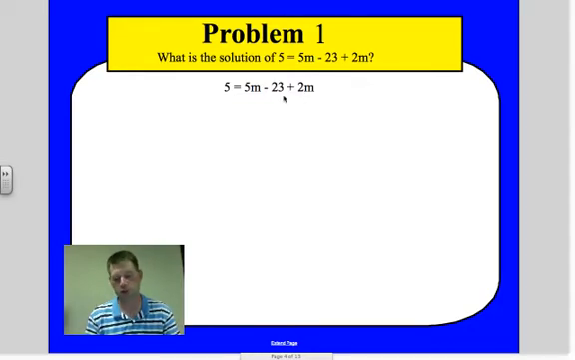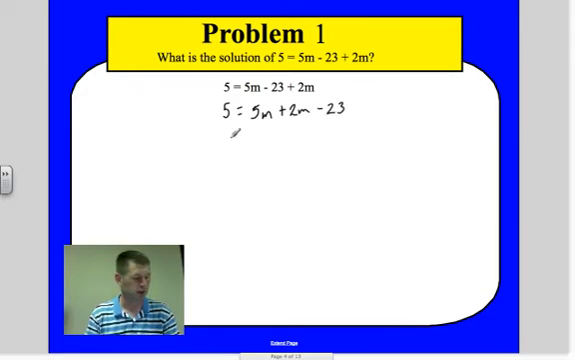So the first thing we need to do is utilize the commutative property of addition. So that's your first blank on the left there. It's commutative property of addition. We're going to use that, which gets us this 5 equals, and we're going to write this 5m plus 2m by the commutative property, and then subtract the 23. And then we're going to combine like terms, which is 5 equals 7m minus 23.